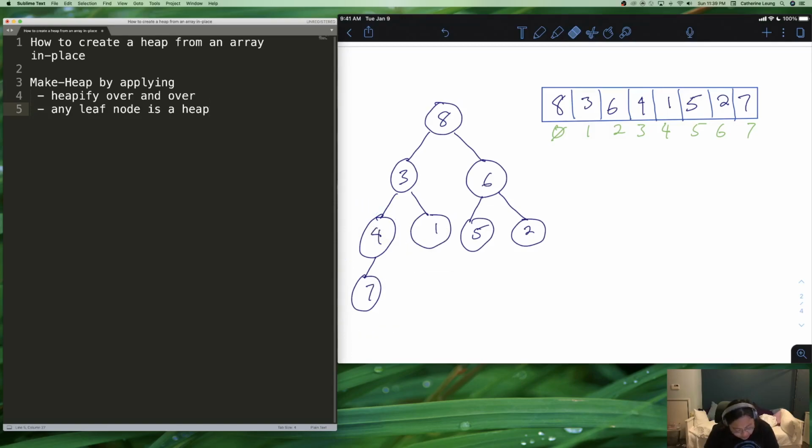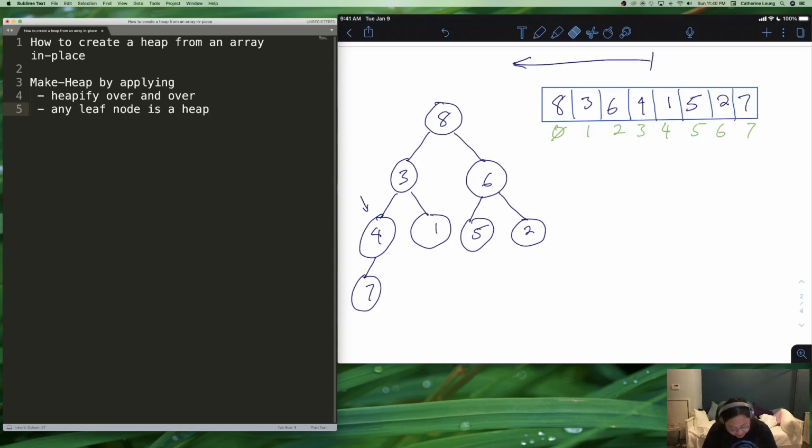Now I go backwards. Remember, I just have to do this in my array. The algorithm looks complicated on the heap side, but effectively, all I'm doing is working backwards from the middle, going towards the root and applying heapify over and over again. So starting from the middle of the array, work your way to the beginning of the array, and heapify as you go. So the 4 was the first non-leaf node.